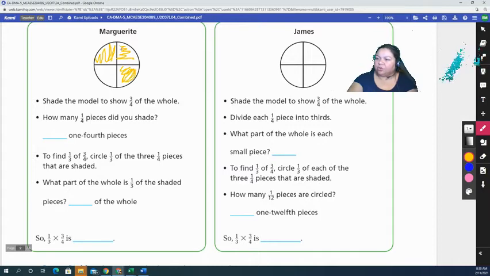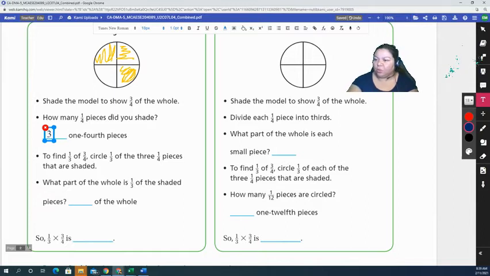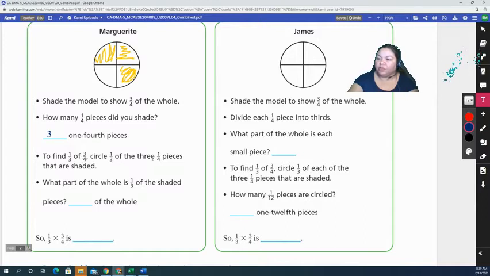So that would show 3/4, correct? Now it says, how many 1/3 pieces did you shade? How many 1/4 pieces did we shade? We had to shade 3, correct? 1, 2, 3. We had to shade 3 1/4 pieces. To find 1/3 of 3/4, circle 1/3 of the 3 1/4 pieces that are shaded.